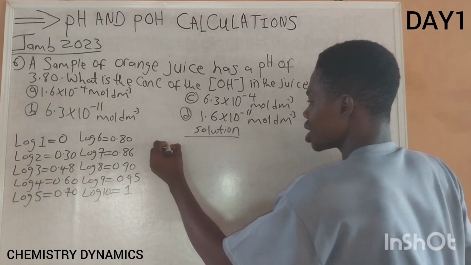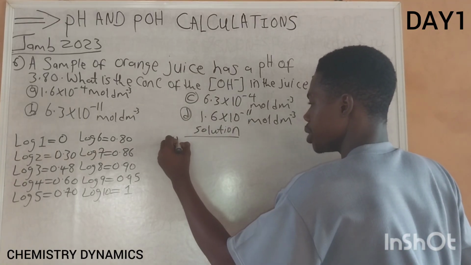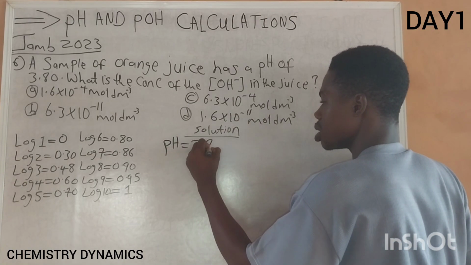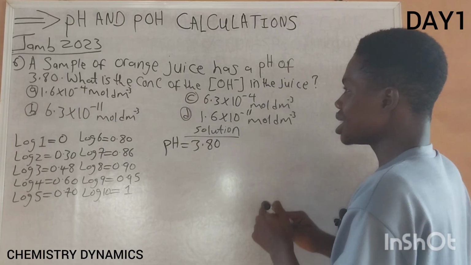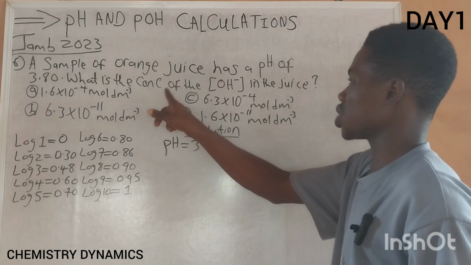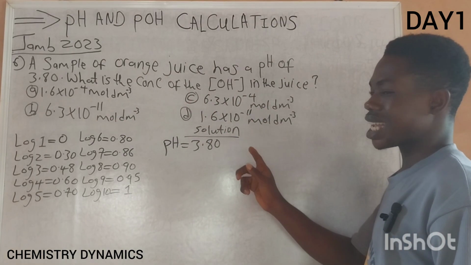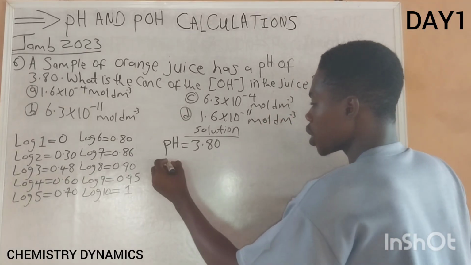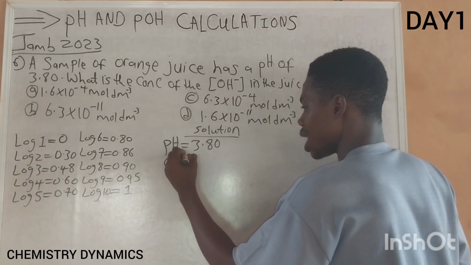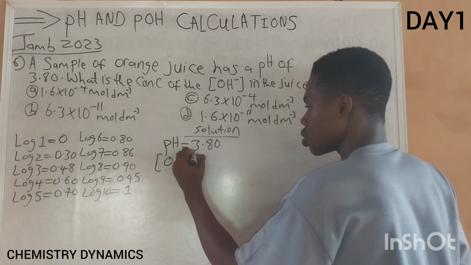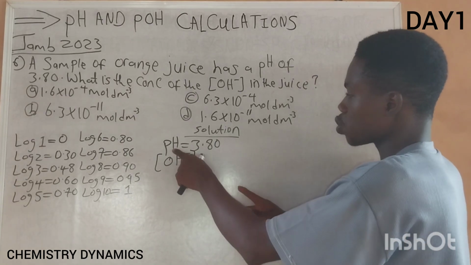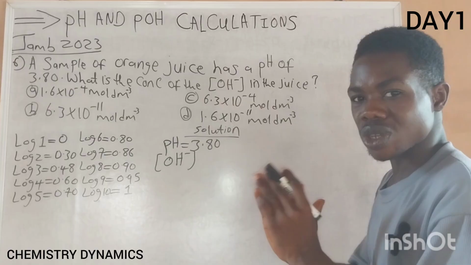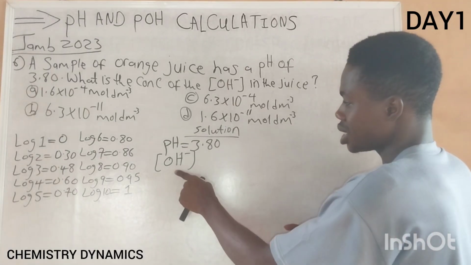The question says a solution of orange juice has a pH of 3.80. So the pH is 3.80. Then the main question asks, what is the concentration of hydroxide ion? They're telling us to find the hydroxide ion, OH minus, and they give us the pH. Now I'll be showing you a vital formula for calculating this hydroxide ion.